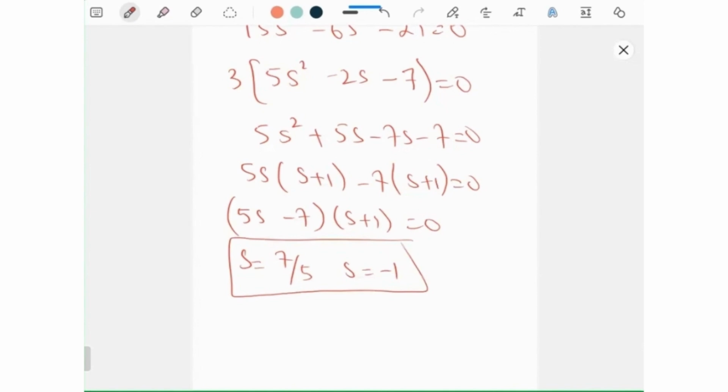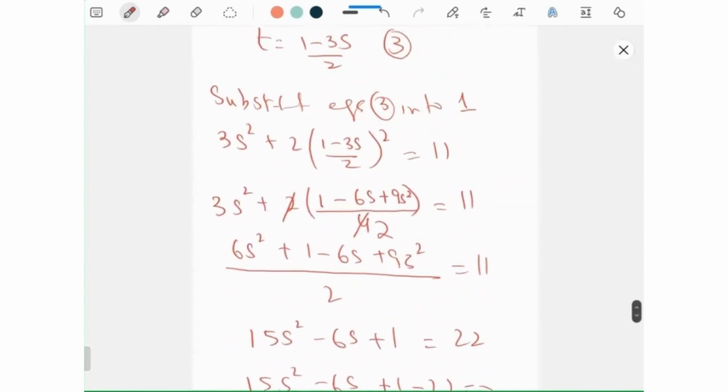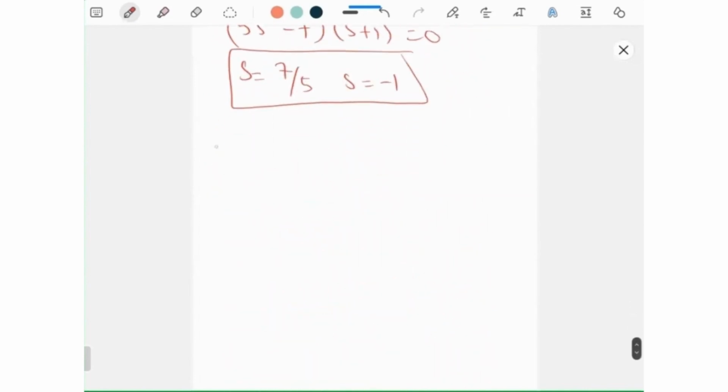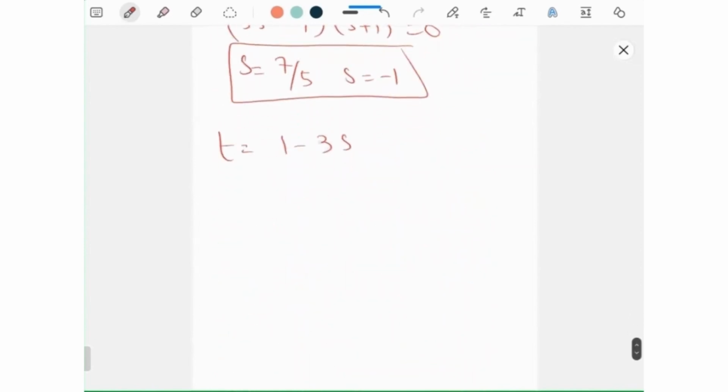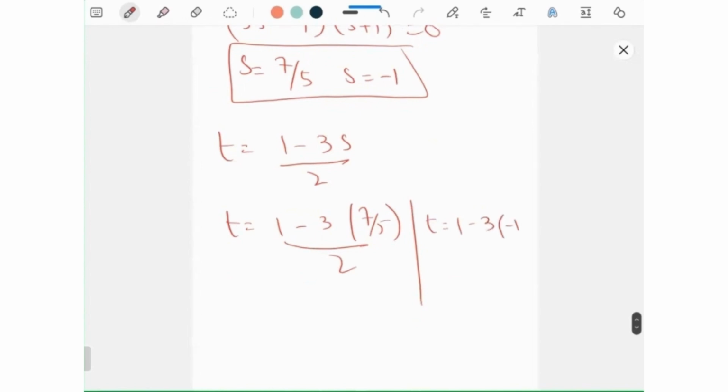Am I clear? s को substitute कर दो t में. t is 1 minus 3s upon 2. t is 1 minus 3 into 7 upon 5 upon 2. t is 1 minus 3 into minus 1 upon 2. t is 4 upon 2. t is 2.